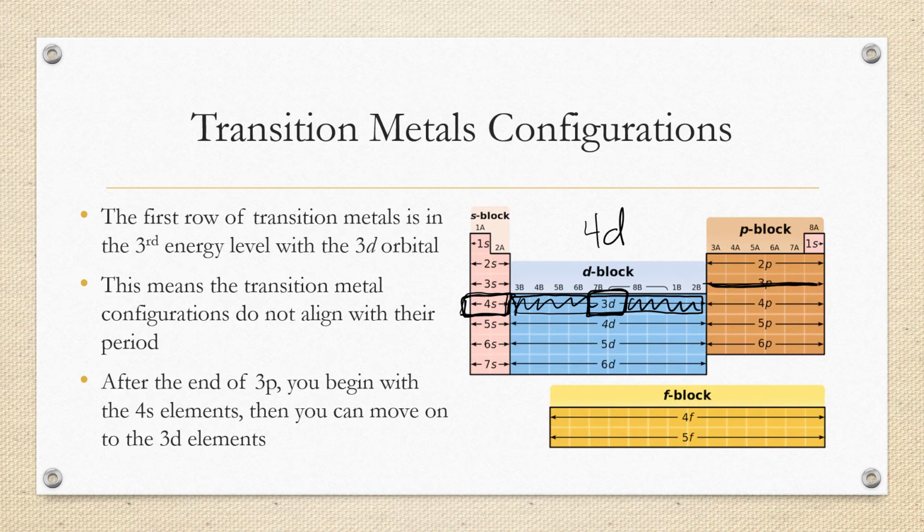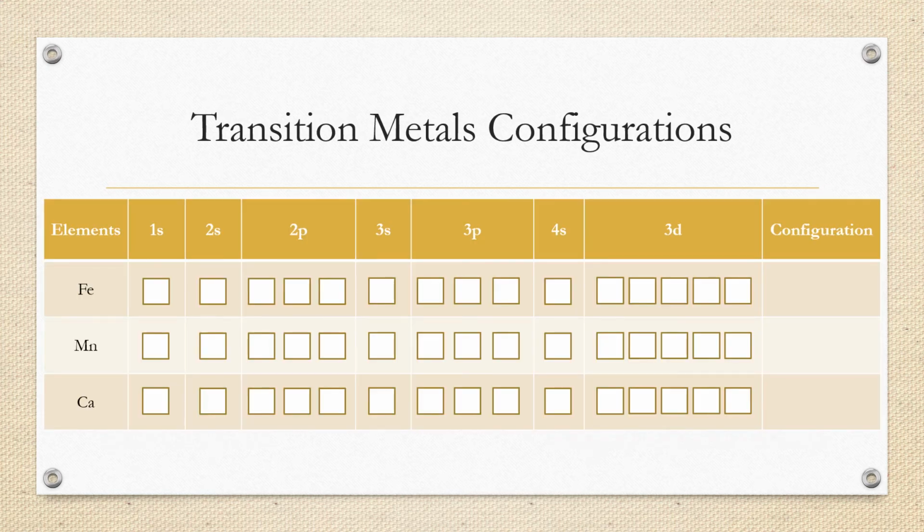The 4D is 1 level lower. So you'd be talking about an electron in this area. So this is something to pay attention to while you're doing these configurations. So let's do an example. All right, so we're going to be doing 3 examples here: iron, manganese, and calcium.